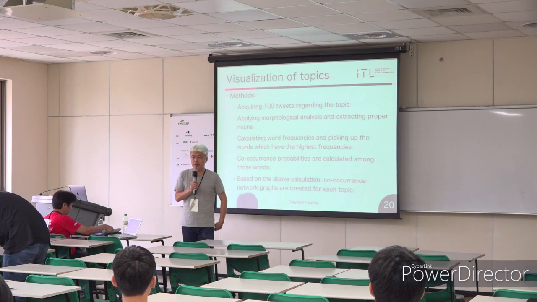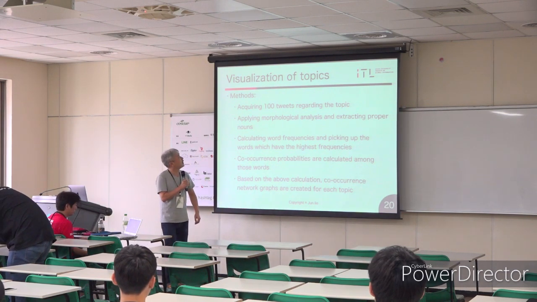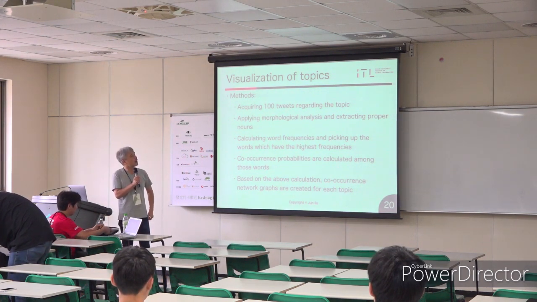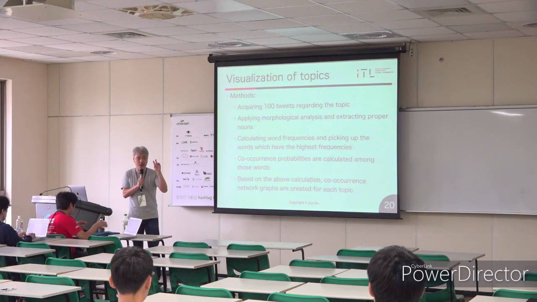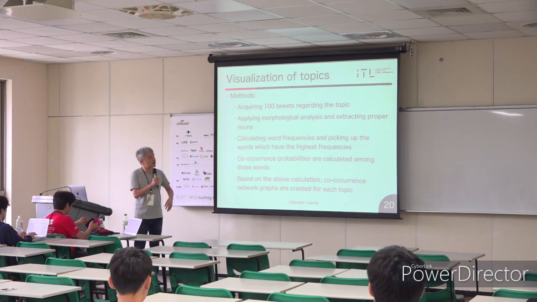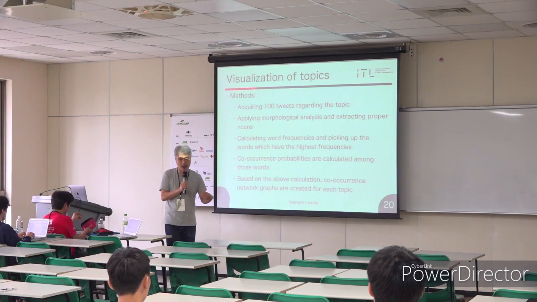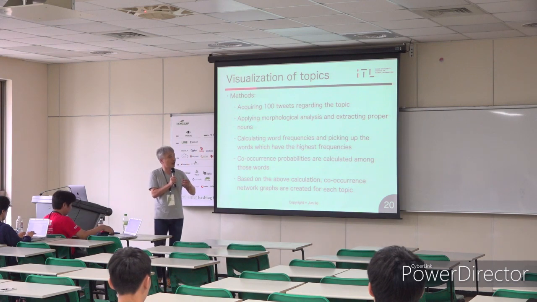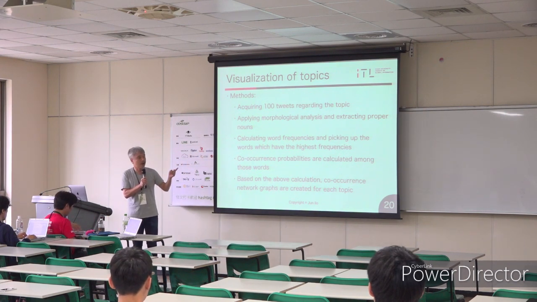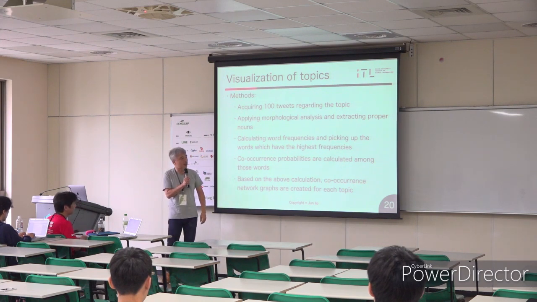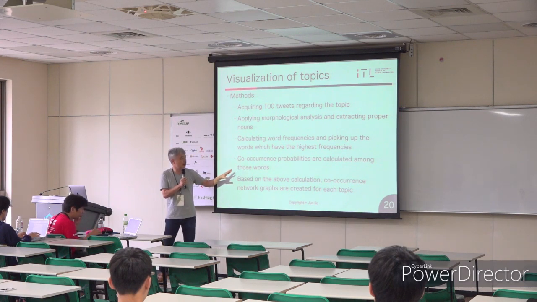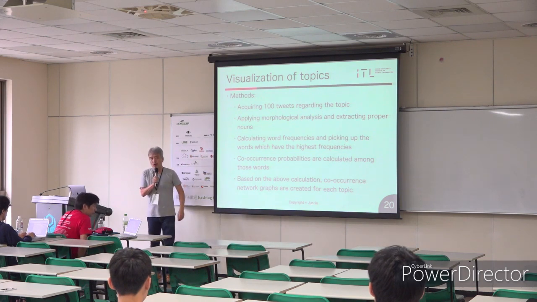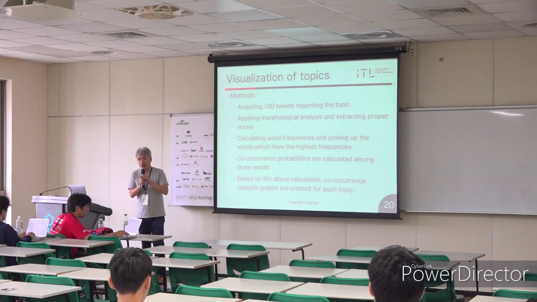Next I'd like to explain the method of visualization. As I mentioned previously, we acquire 100 tweets regarding one topic, and then apply morphological analysis and extract proper nouns. After that, we calculate word frequencies, take the words which have the highest frequencies, and then we analyze co-occurrence probabilities calculated among those words. Based on these calculations, co-occurrence network graphs are created for each topic.